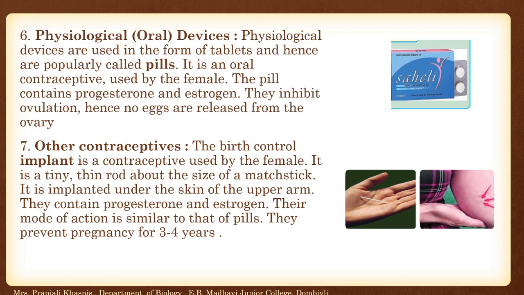And other contraceptives, the birth control implant is a contraceptive used by the female. It is a tiny thin rod about the size of a matchstick which is implanted under the skin of the upper arm. They contain progesterone and estrogen. Their mode of action is similar to that of pills. They prevent pregnancy for 3 to 4 years.